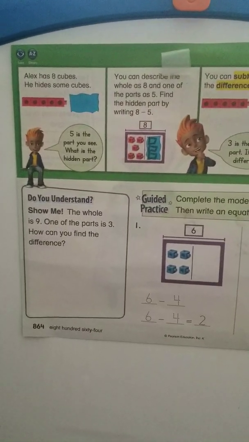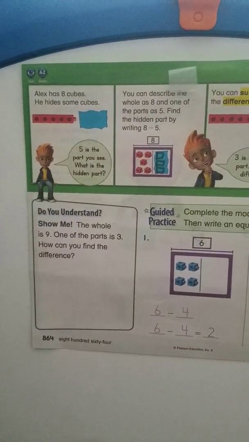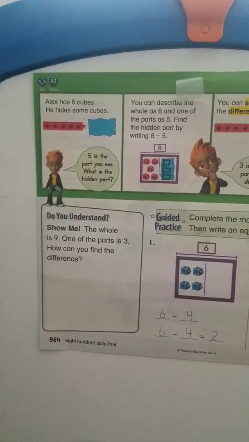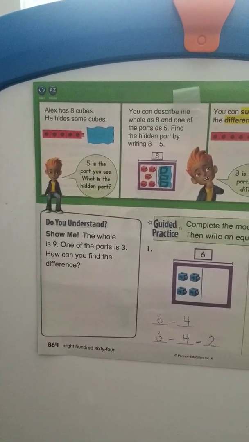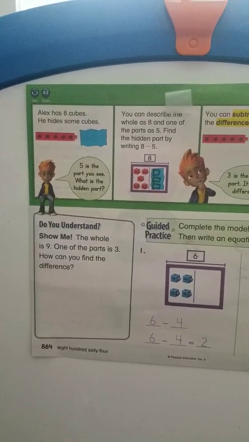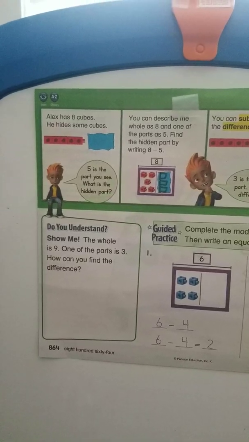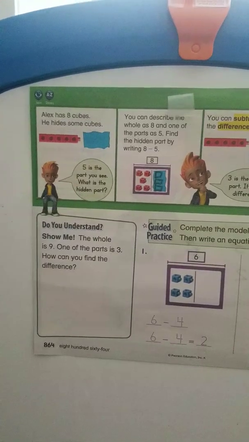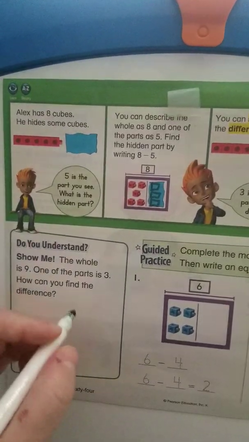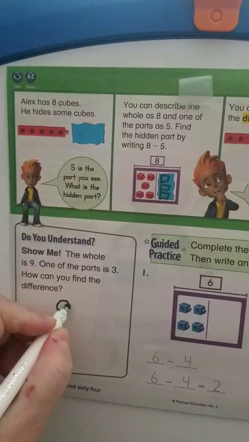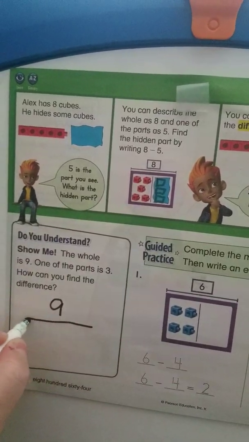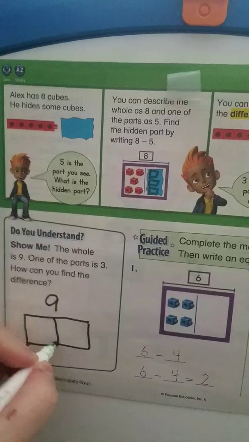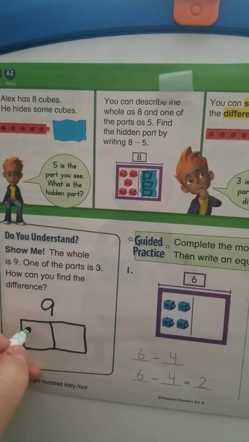Now here's that new box that's going to be on all of your first grade math books. It says, do you understand? Show me. The whole is 9. One of the parts is 3. How can you find the difference? How can you show this, boys and girls? Draw a picture. So we know that the whole is 9. And this whole has 2 parts. On one part is 3.